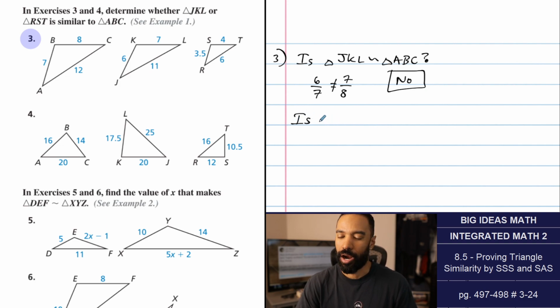Now is triangle RST similar to triangle ABC?